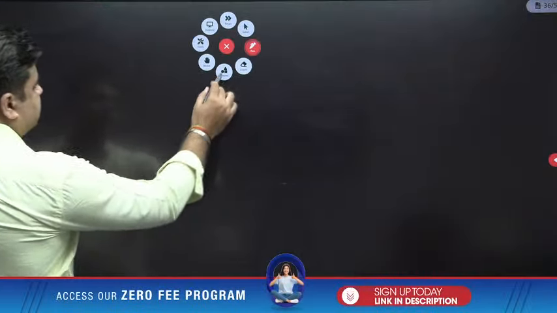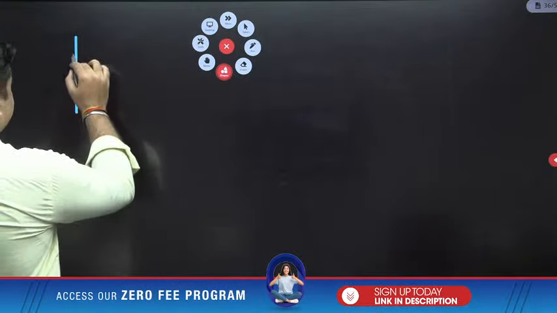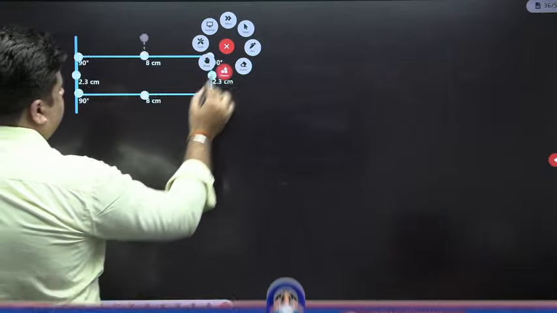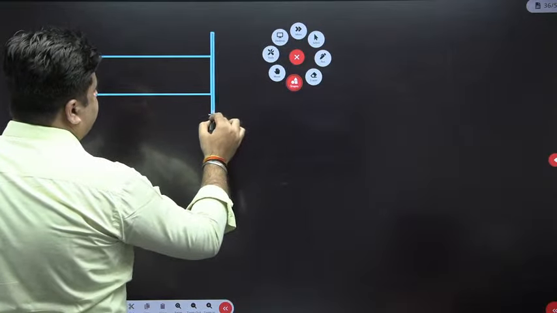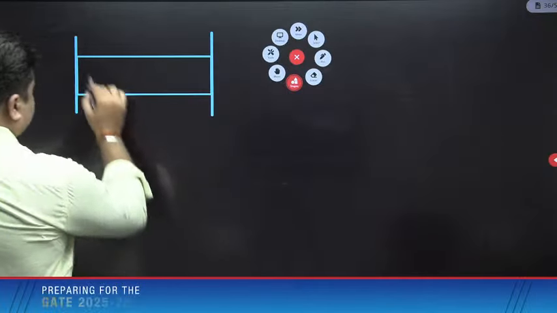Now check this picture. This is the final picture of the bar when it has expanded completely. This was the initial picture of the bar.